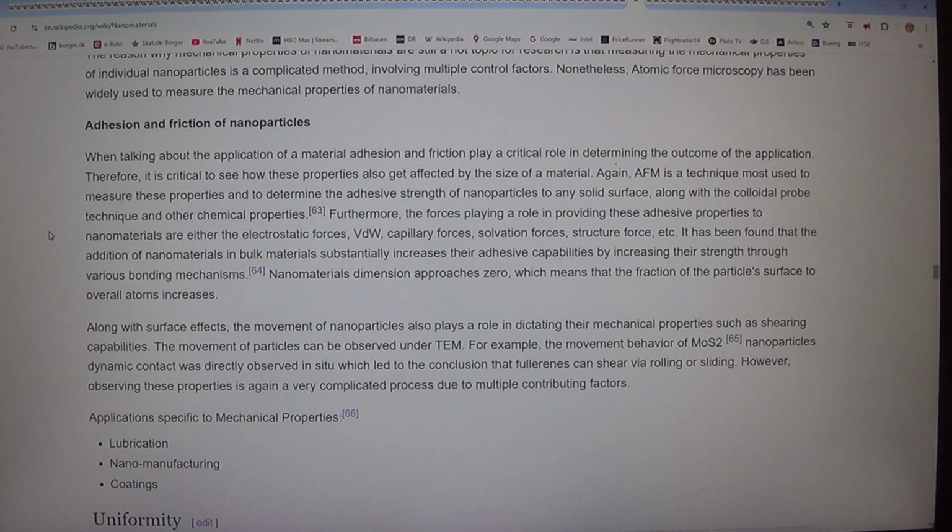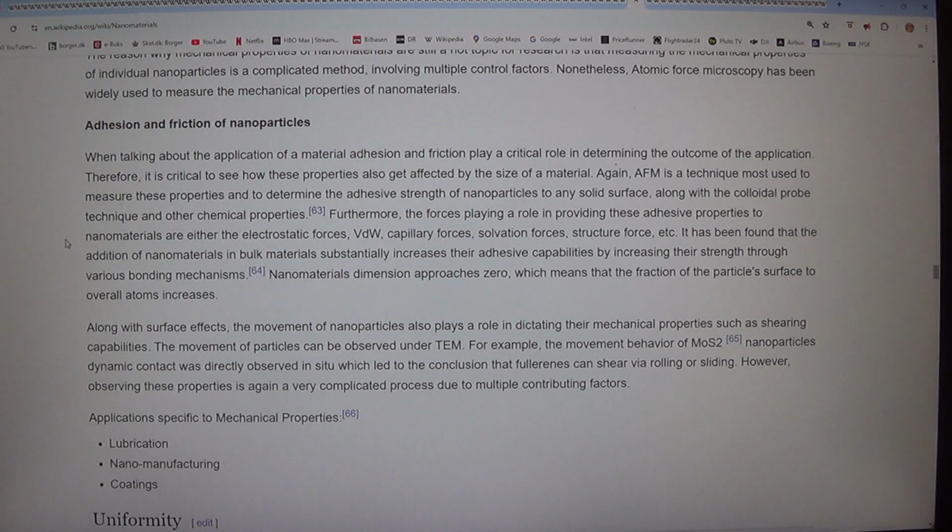Furthermore, the forces playing a role in providing these adhesive properties to nanomaterials are either the electrostatic forces, VDW, capillary forces, solvation forces, structure force, etc. It has been found that the addition of nanomaterials in bulk materials substantially increases their adhesive capabilities by increasing their strength through various bonding mechanisms. As nanomaterials' dimension approaches zero, the fraction of the particle's surface atoms to overall atoms increases.